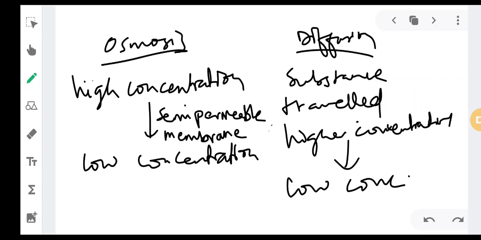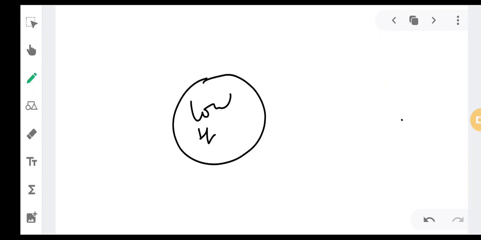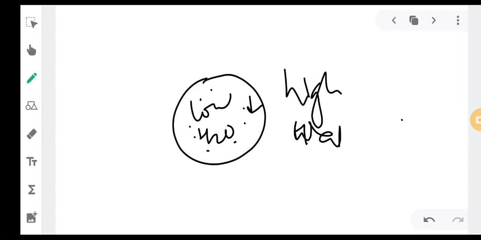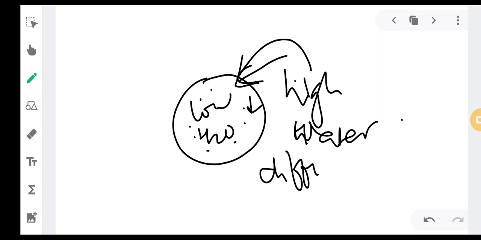So what we had seen in diffusion is that any substance which is needed to enter the cell enters from a region of higher concentration to low concentration, right? Say suppose there was a cell which had low water inside it, the water droplets inside the cell were low, and there was high water content outside the cell. What happened is the water started to move directly from higher concentration to lower concentration. So this was the process of diffusion, right?